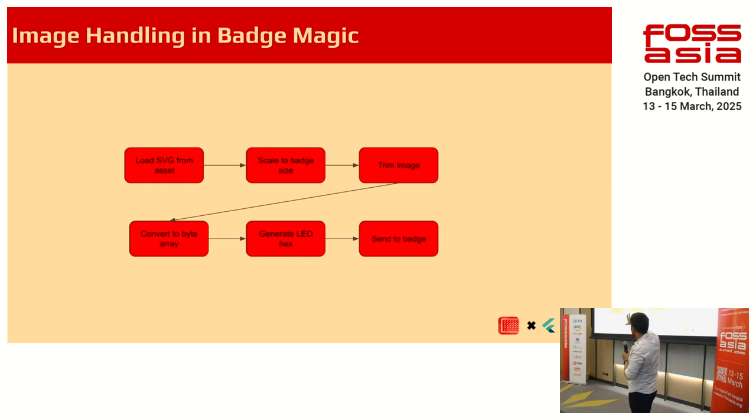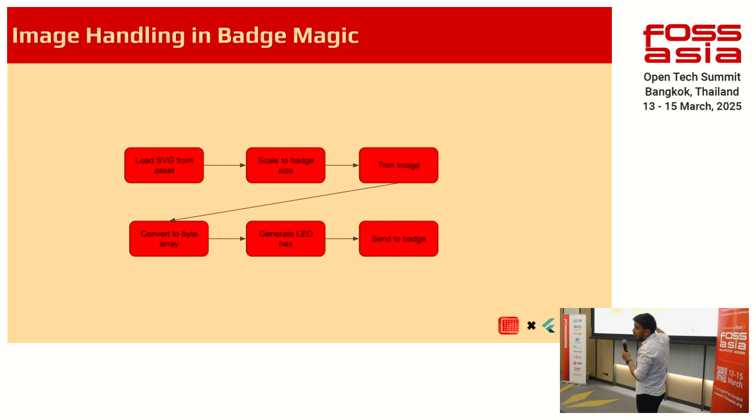So we load the SVG from the asset, we send it to the scale function, where we scale it to the size of the badge, because the image could be in some other dimensions, but our badge is currently 11 cross 44 pixels. So we need to scale down the image to that badge size. And then we trim the image. Trimming the image is basically removing all the white pixels from it. Suppose you have a very big image, a white frame, and the image is somewhere at the top corner. We don't want the rest of the things. We only want that particular image over there, so we need to trim it.